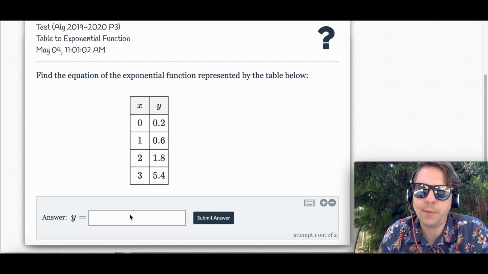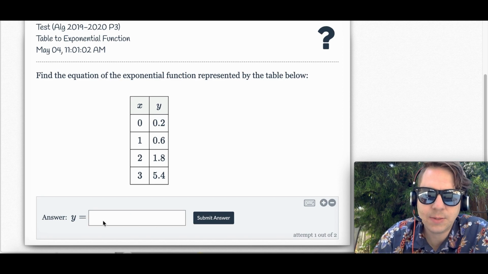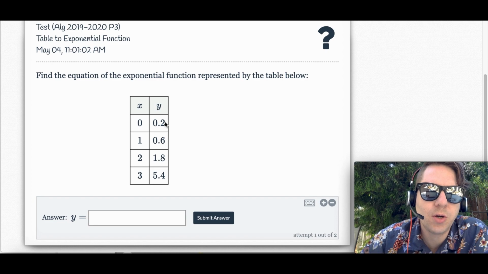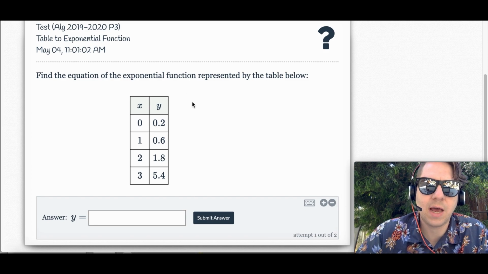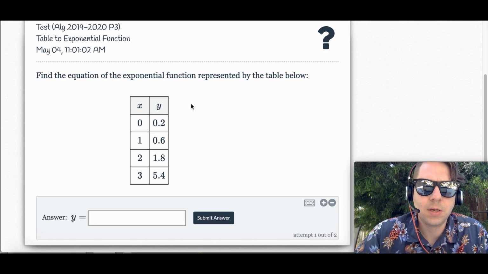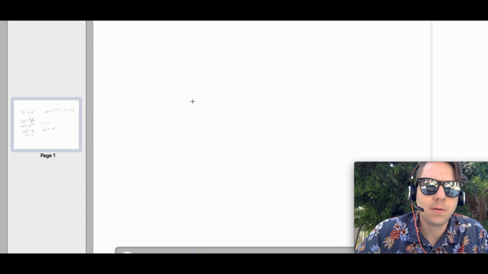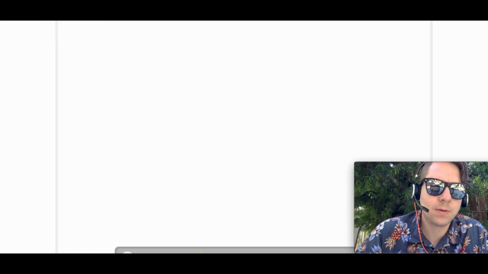The Delta Math assignment, table to exponential function. So we are going to find the equation of the exponential function represented by the table below. To find this out, we are going to use our function form that goes like this: y equals a times b to the x.